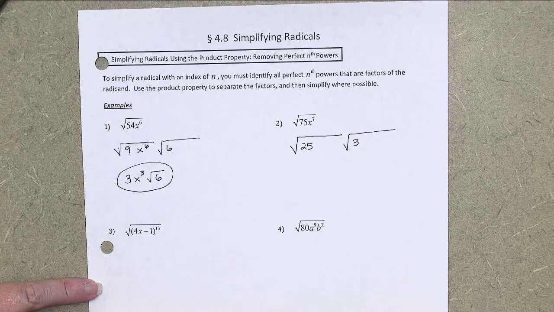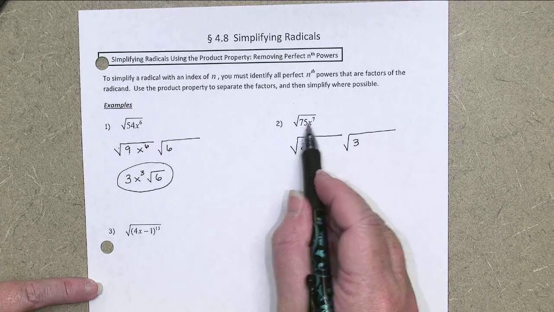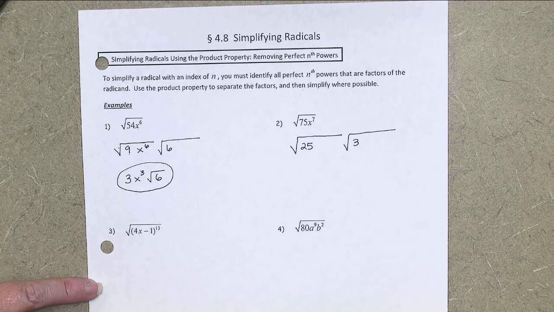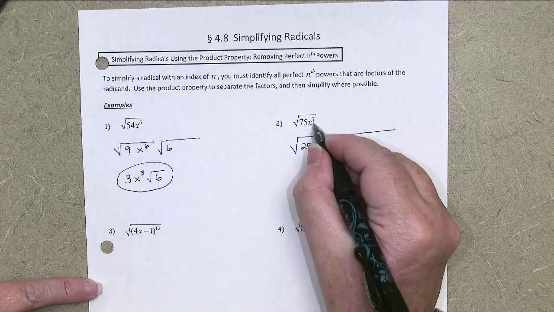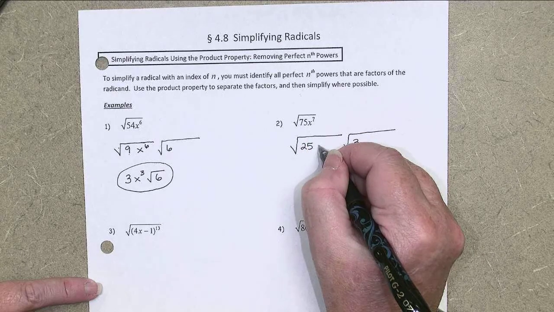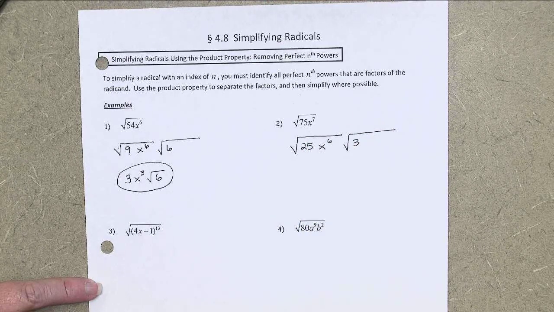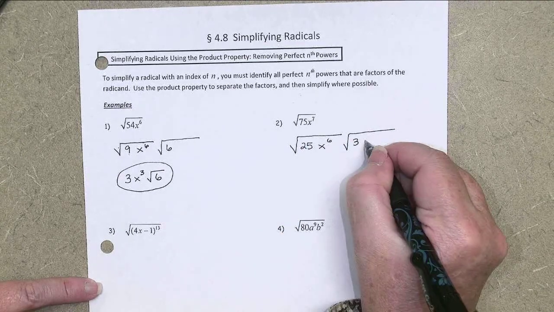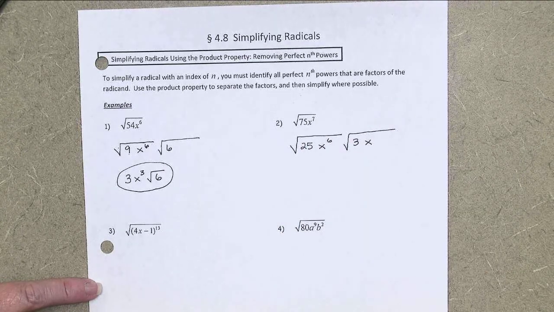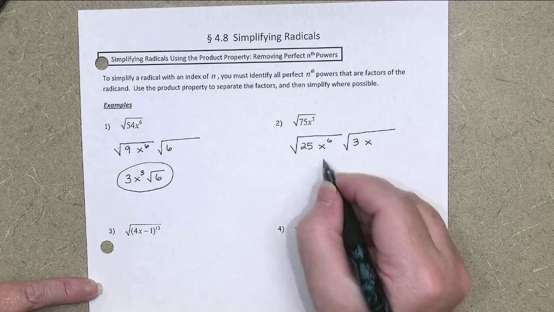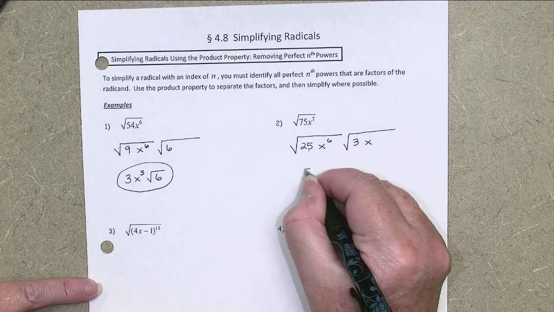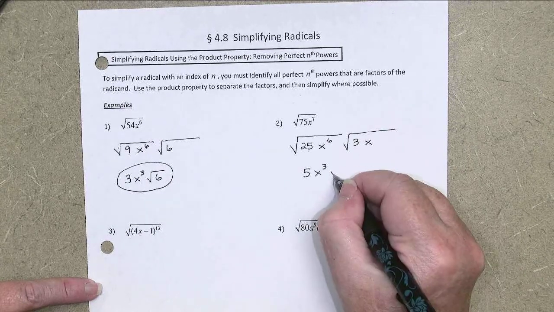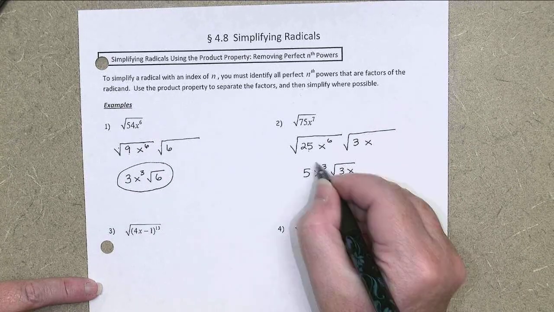And then what about that x to the 7th? This is a square root, and you can't take 7 divided by 2 and have it come out evenly. So what I'm going to do is I'm going to say, well, the closest even power I would have here would be x to the 6th. That is divisible by 2. And the extra x, I'll put over there in the second radical. Square root of 25x to the 6th is 5x cubed. And then the square root of 3x doesn't come out evenly.